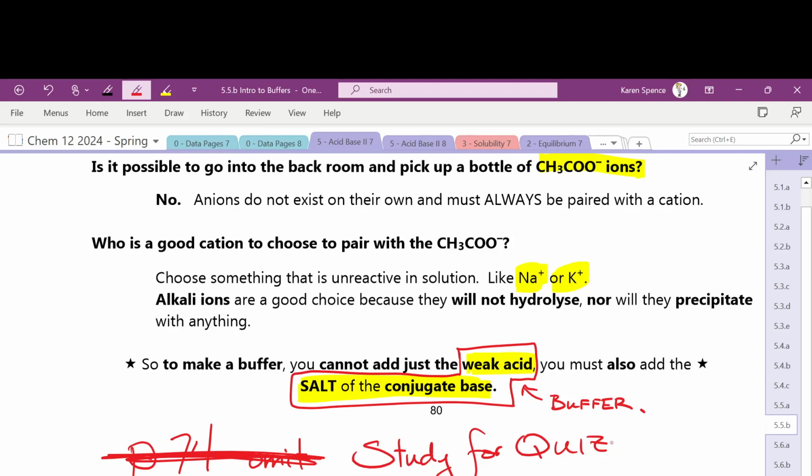So that is section 5.3 and 5.4, but not 5.4c. Okay? 5.3 and 5.4a and b. 5.4c is more sort of to get us into the realm of buffers and titrations. It's sort of like the preview to that. So 5.3, strong acid, strong base. 5.4, A and B.